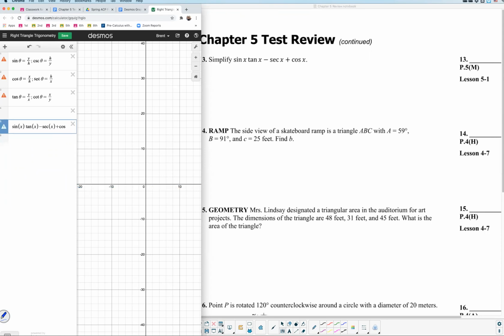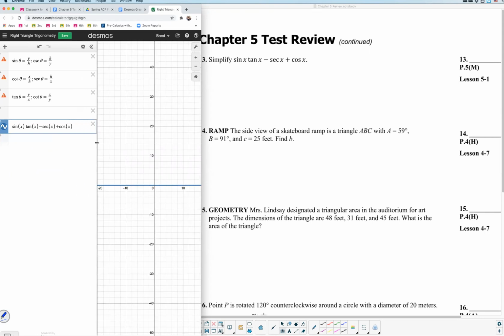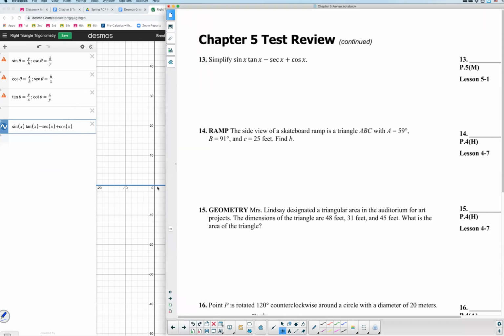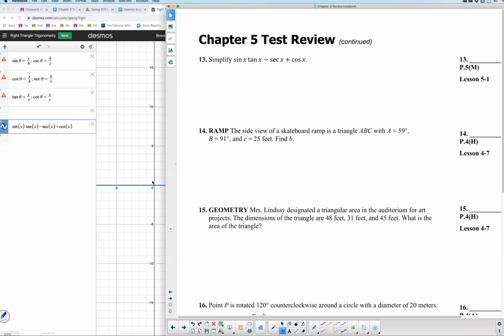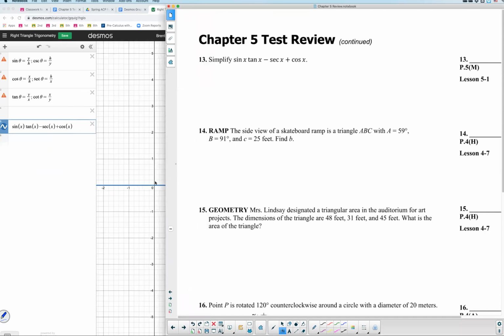So I'm typing this in with parentheses. Extend this out a little bit larger so you can see. It appears to me it's a flat line answer. That means it's going to reduce to be a number. And since it's a flat line at 0, let me zoom in here. You see the answer is at 0 here. So the answer should be 0. When I simplify all this, I should get 0 or nothing. Let's see.